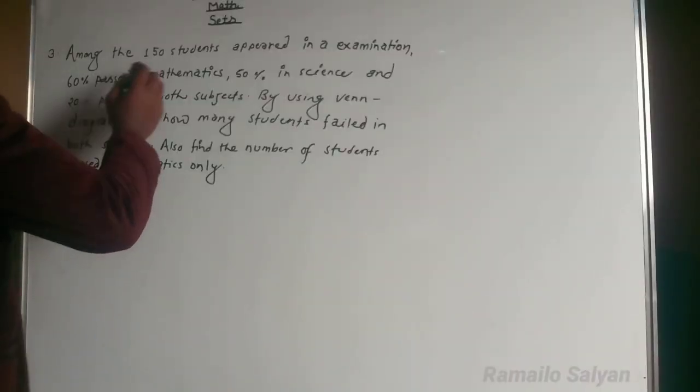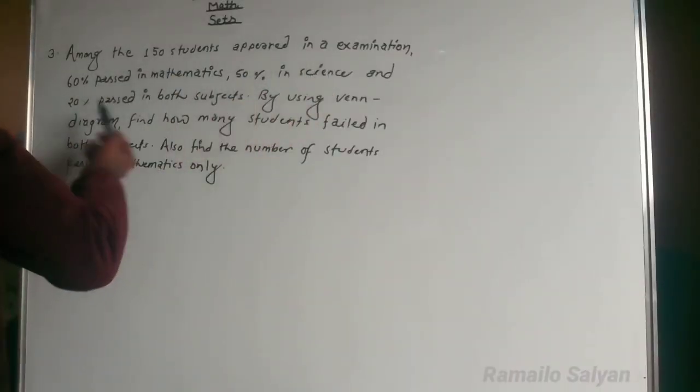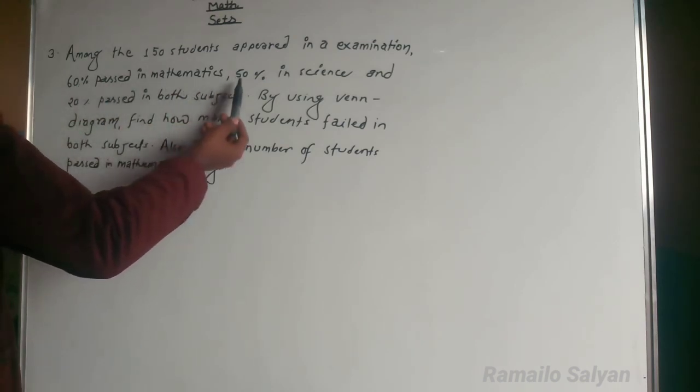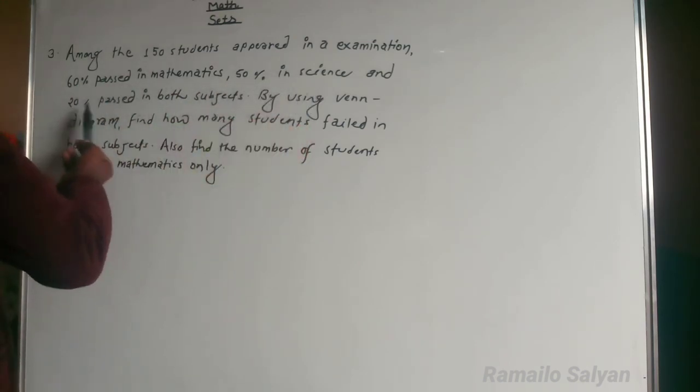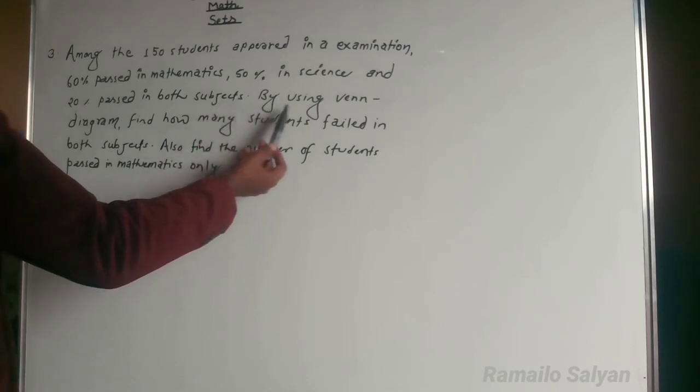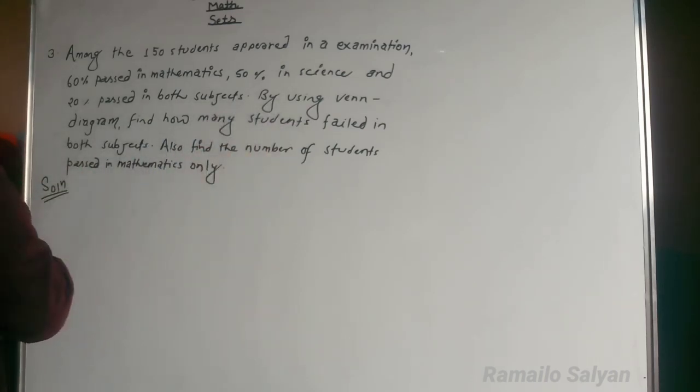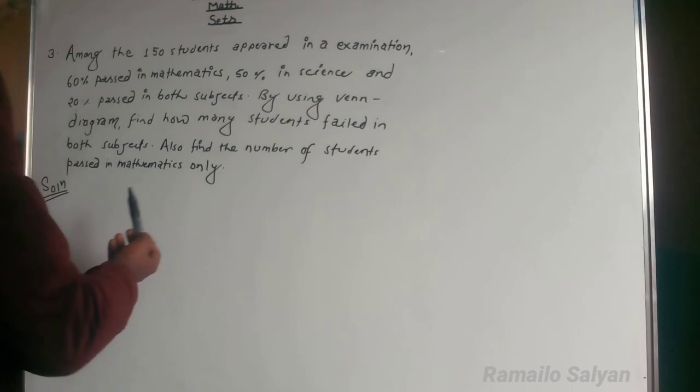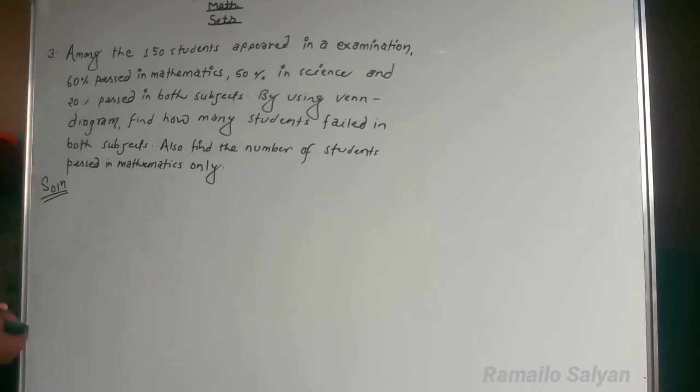Okay. Next question. Among the 150 students appeared in an examination, 60% passed in mathematics, 50% passed in science, and 20% passed in both subjects. By using a Venn diagram, find how many students failed in both subjects. Also find the number of students passed in mathematics only.